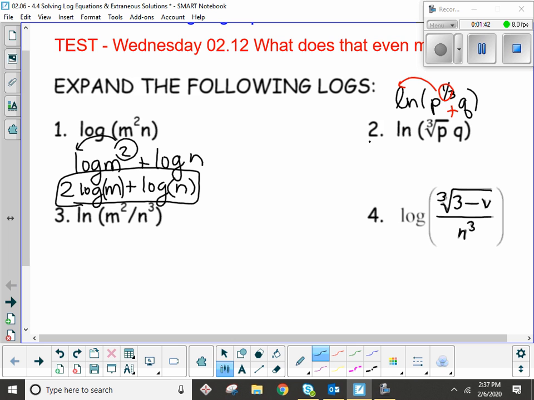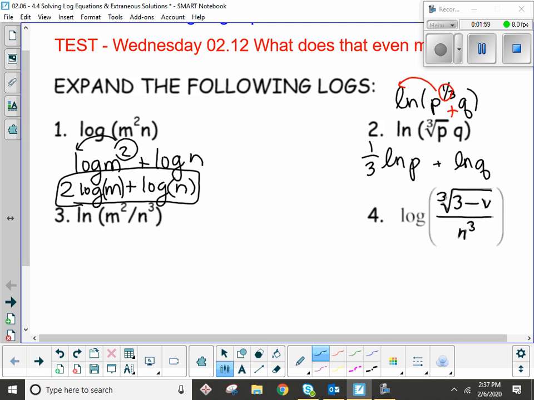So this is 1/3 natural log of p plus natural log of q. Agreed? I'm good.